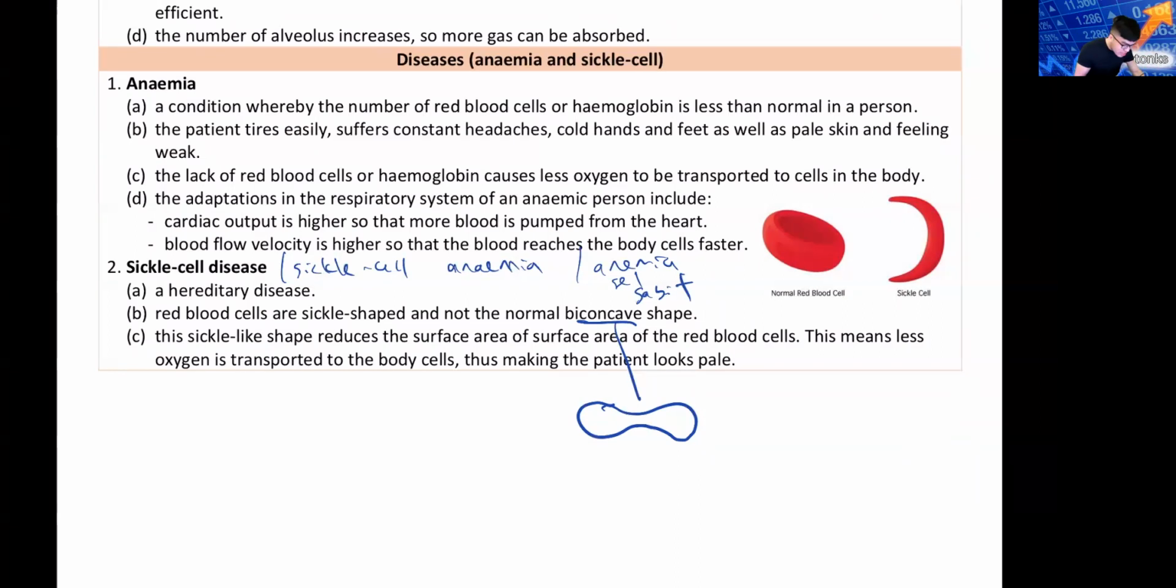If your sickle cell is very serious, you need to go for a blood transfusion. You need to go to the hospital. They need to give you healthy blood every 3 months. Why every 3 months? Because you change. Do you know you change your red blood cells every 3 months?